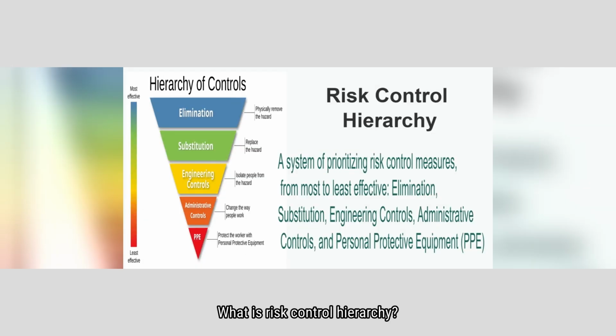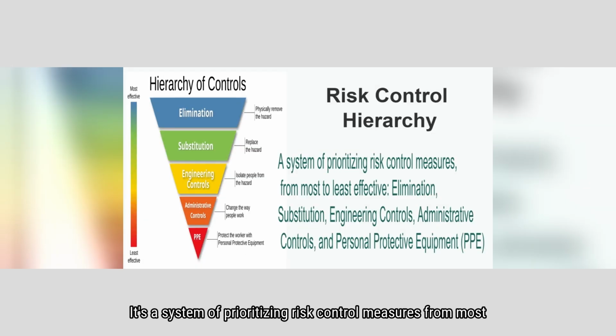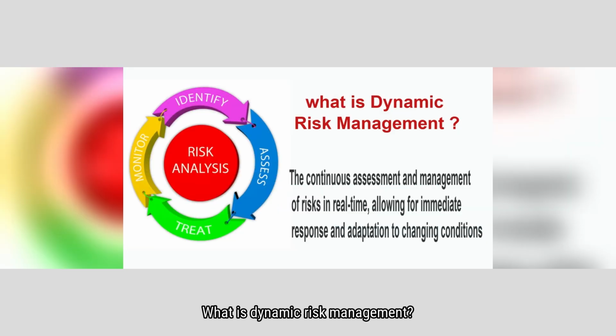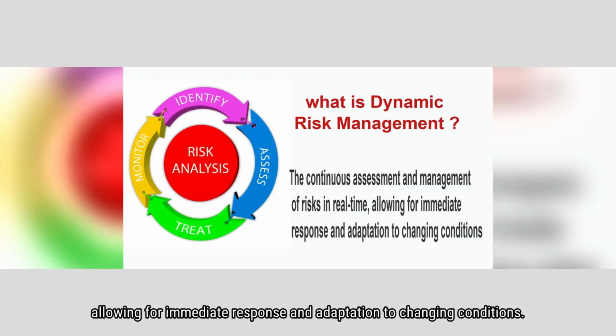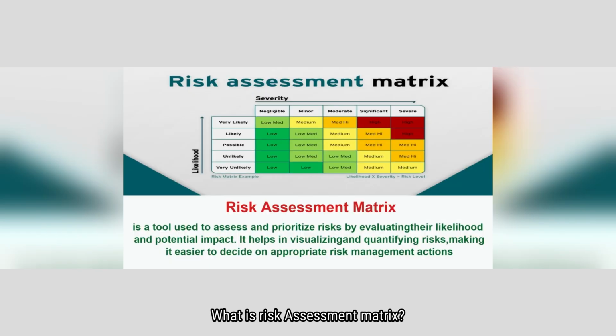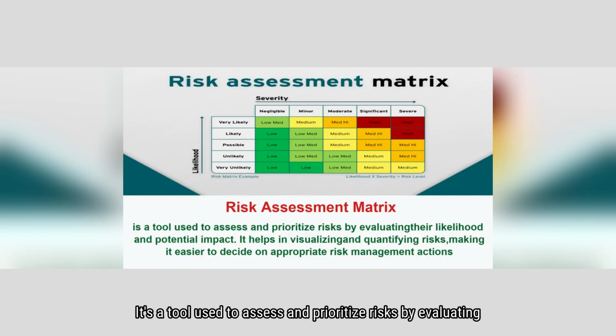What is risk control hierarchy? It's a system of prioritizing risk control measures from most to least effective: elimination, substitution, engineering controls, administrative controls, and personal protective equipment, PPE. What is dynamic risk management? The continuous assessment and management of risks in real time, allowing for immediate response and adaptation to changing conditions. What is risk assessment matrix? It's a tool used to assess and prioritize risks by evaluating their likelihood and potential impact. It helps in visualizing and quantifying risks, making it easier to decide on appropriate risk management actions.